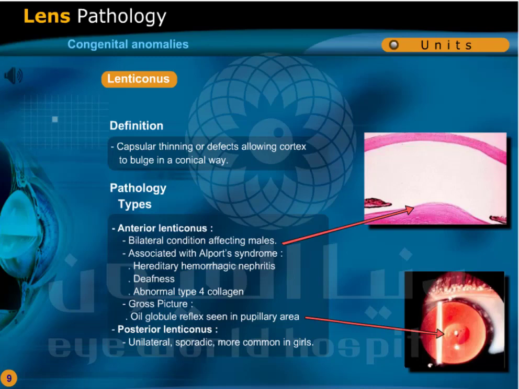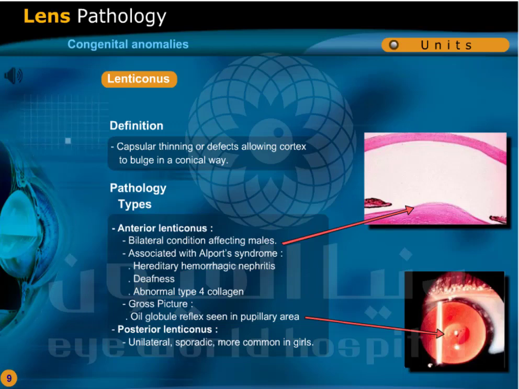Congenital anomalies of the lens. Lenticonus. This is a capsular thinning or defects allowing cortex to bulge in a conical way. Types of lenticonus: anterior lenticonus and posterior lenticonus.